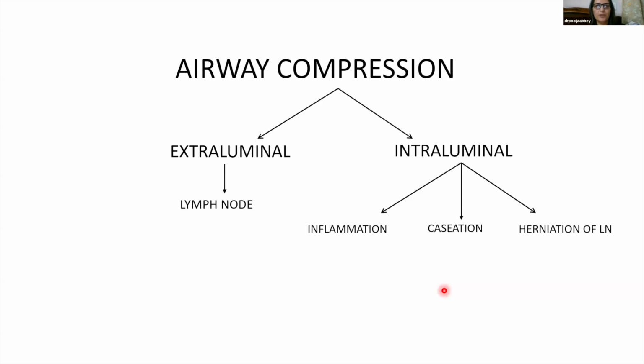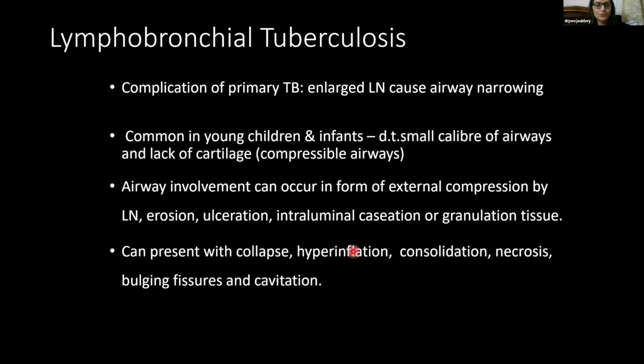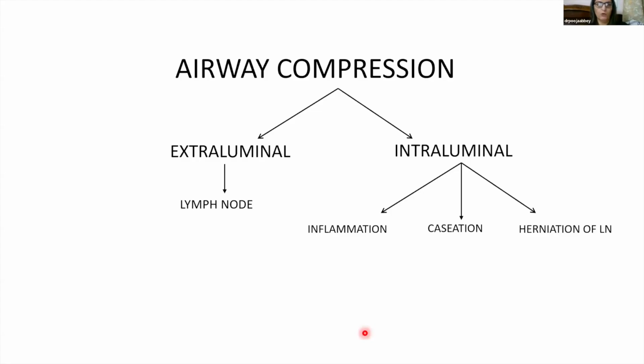So the airway compression can be either extraluminal because of lymph nodes, or there can be an intraluminal component. There can be inflammation of the bronchial wall, there can be caseation, and like in this case, they found intraluminal granulation tissue as well. Then that will cause these secondary effects. There can be collapse, there can be hyperinflation, there can even be distal consolidation and cavitation. So that is what this was. This was a case of lymphobronchial tuberculosis.